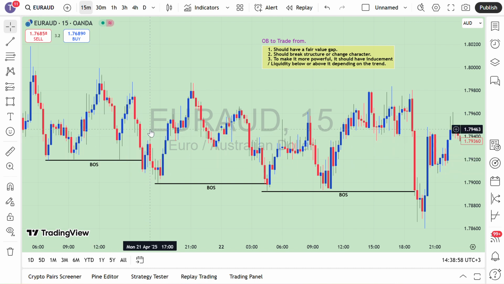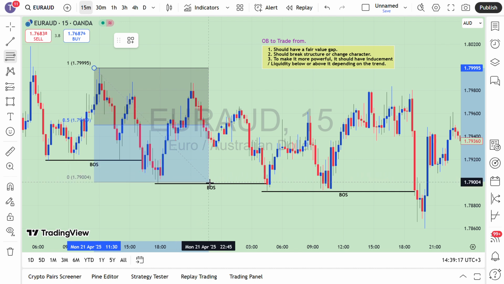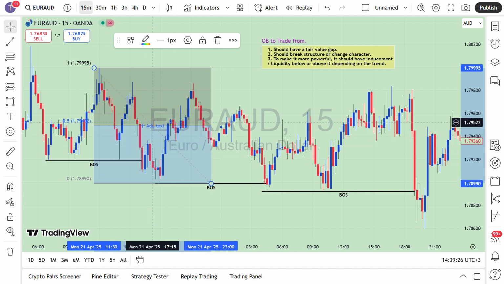This is an inducement. Why is it an inducement to me? It is an inducement to me because after this break of structure, we have this pullback, which is an incomplete pullback. If we take our Fibonacci retracement tool from up here to this downside here, we can see very clearly that this small pullback did not come 50% of this Fibonacci retracement tool.